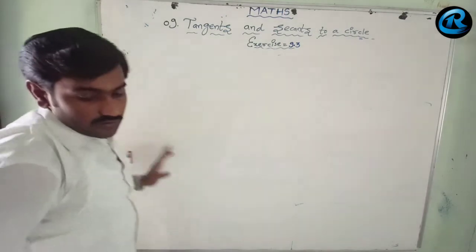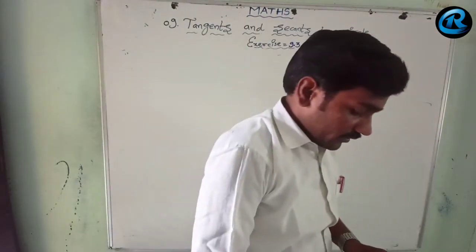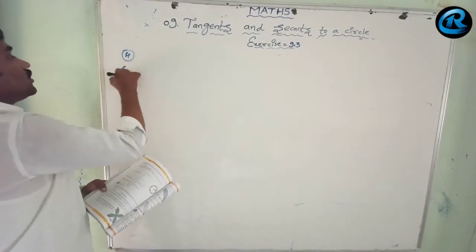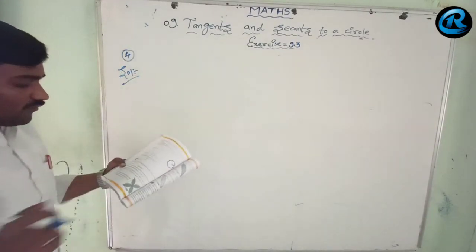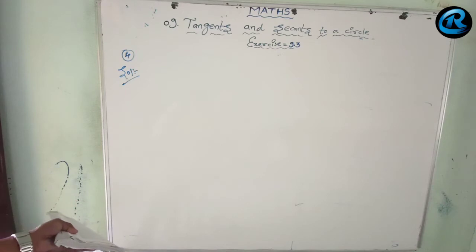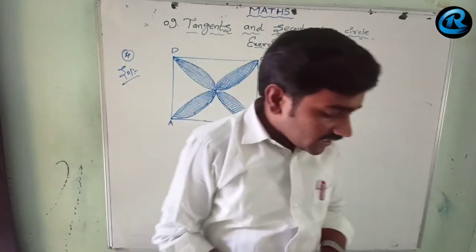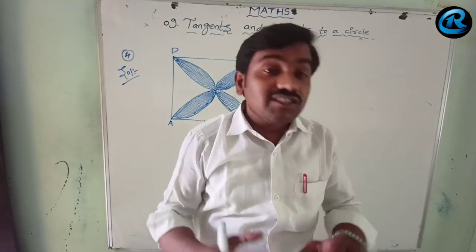Next we go for question number 4. For this solution I need to draw the diagram. Now this is the diagram of this fourth question. Let us see that fourth question: find the area of the shaded region.